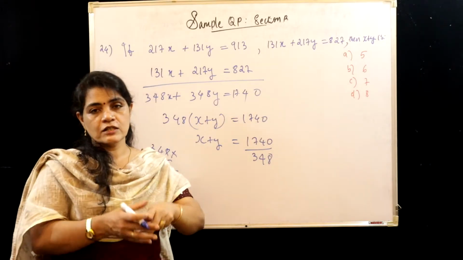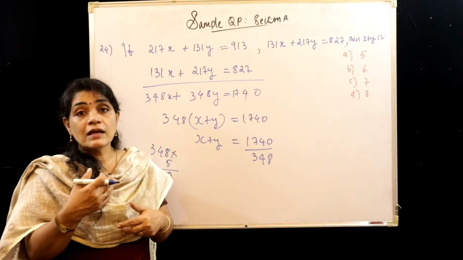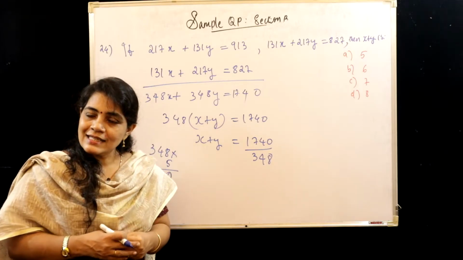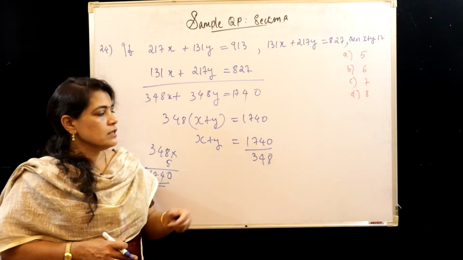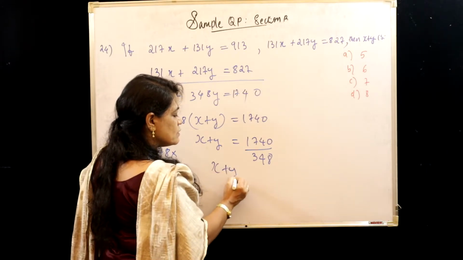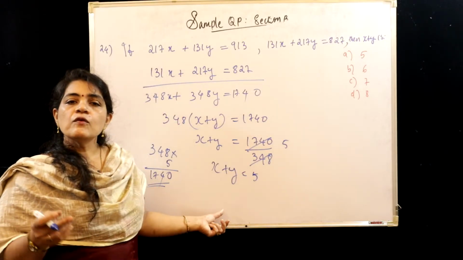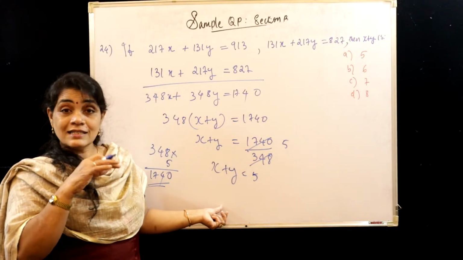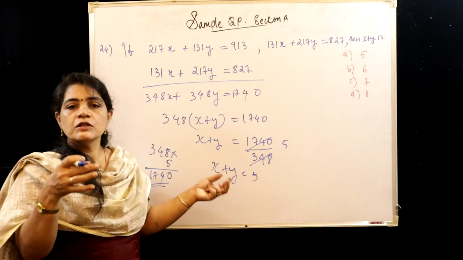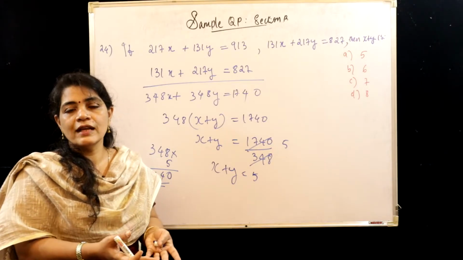So the sum x plus y is equal to 5. In some cases the question may ask what x and y are. To get x and y separately, from this equation you will have x plus y is equal to 5. If you want x and y separately, you should get 2 equations to solve. After solving you will get x and y.